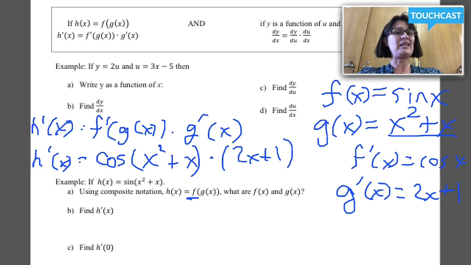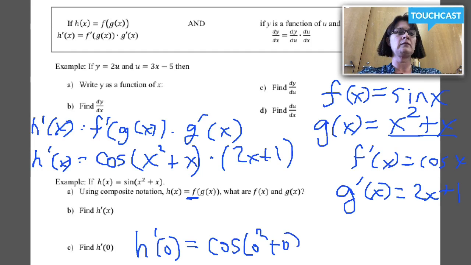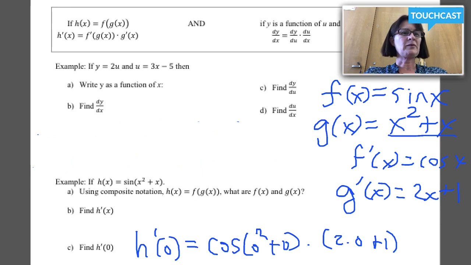So for part C, I've been asked to find h prime of 0. You couldn't have told me h prime of 0 until you figured out h prime of x. Now that we know h prime of x, I'm going to replace all the x's with zeros. And that's going to equal the cosine of 0 squared plus 0 times 2 times 0 plus 1. I'm going to need a little extra room. Hold on. So I made myself some room up here. H prime of 0 is cosine of 0 squared plus 0 times 2 times 0 plus 1.